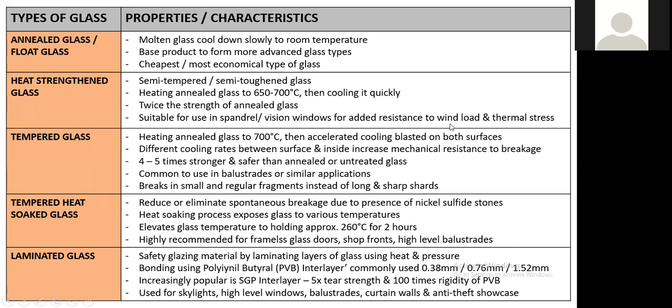Tempered heat soaked glass. This is an addition to tempered glass. It reduces and eliminates spontaneous breakage due to the presence of nickel sulfide. Glass has some contents of this nickel sulfide stone. By having this heat soaking process, it will be heat soaked in various temperatures. It's not only one consistent temperature, but various temperatures. It elevates the glass temperature to hold approximately 260 degrees Celsius for 2 hours. So highly recommended for frameless glass doors, shop fronts, and high-level balustrades.